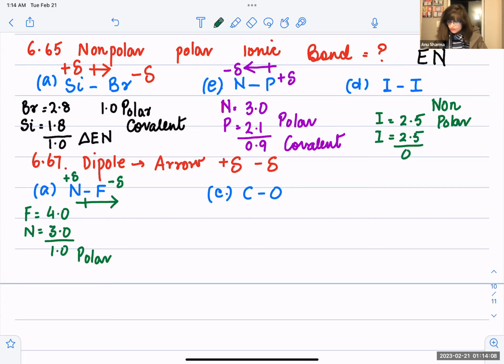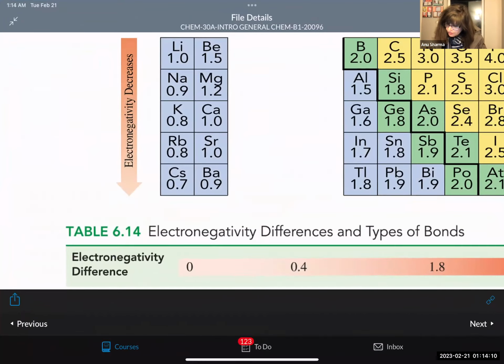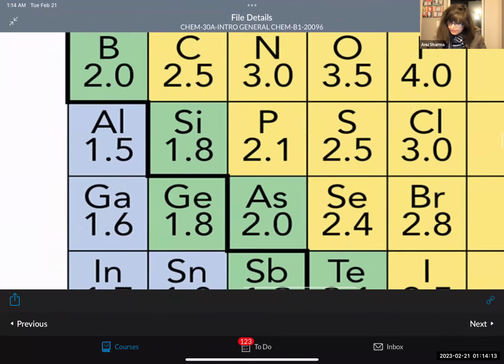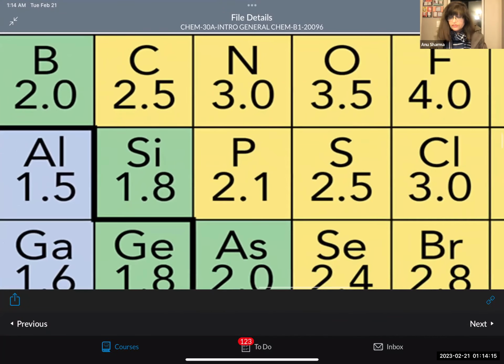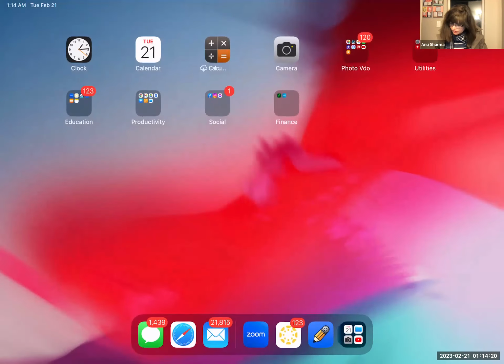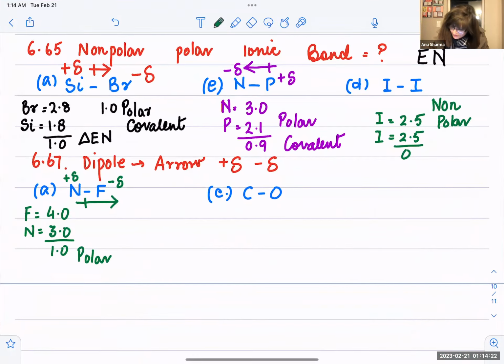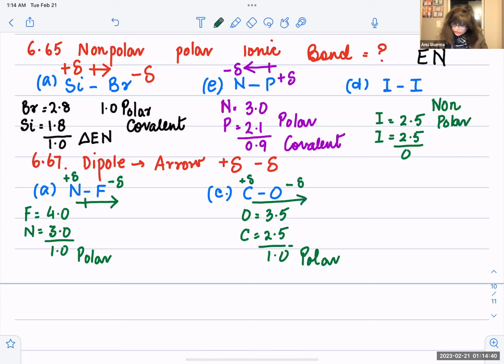Okay. Next comes carbon and oxygen. Same story. You have oxygen 3.5, carbon 2.5. So here 3.5 minus 2.5, again, same thing. So this becomes 1.0, and that is again a polar bond, and that means oxygen delta negative, carbon delta positive, and the net polarity is towards oxygen.